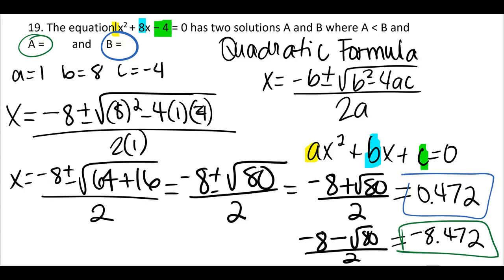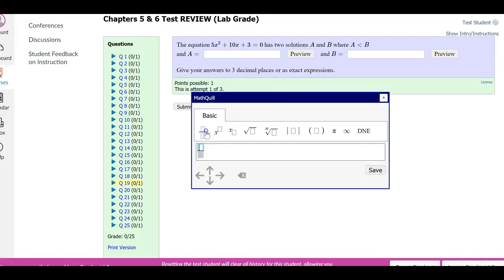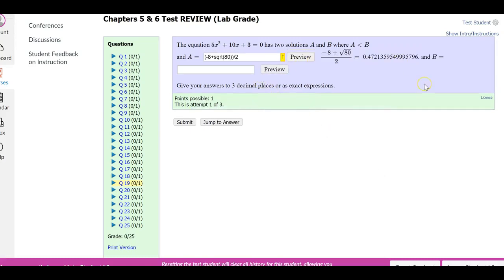It also says you can enter it as exact expressions. So if you knew negative 8 minus square root of 80, all that divided by 2, you could put that in as well. That's another option. It's going to be a fraction, negative 8 plus the square root of 80 divided by 2. And then say save. Then it would also give you your answer that way. So that's another way you could put your answer. But that's what this means. Give your answer to 3 decimal places or exact expressions. The square root is the exact expressions.